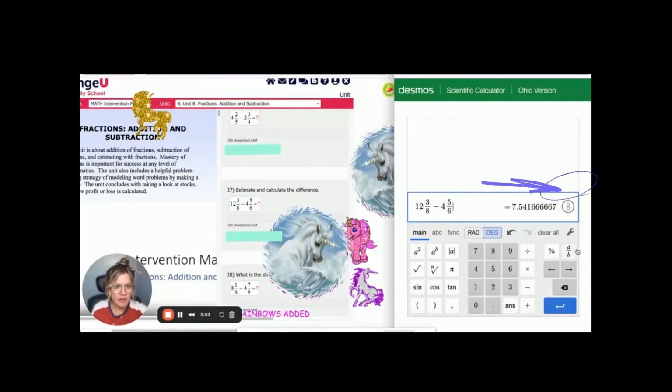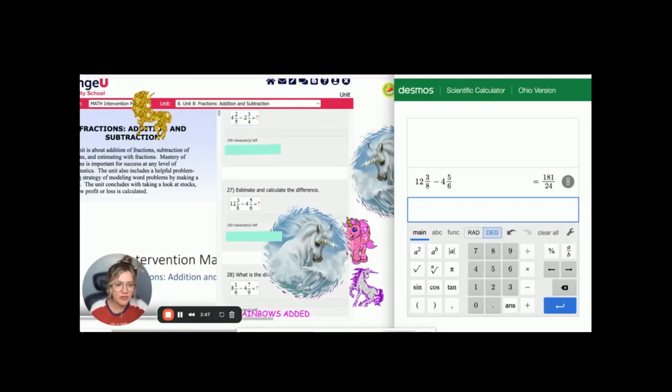But don't worry, we can click this little toggle over here to convert it to a fraction. I don't know if you guys knew that you could do that. I didn't know that until a couple years ago. So 181 over 24. That is our improper fraction.